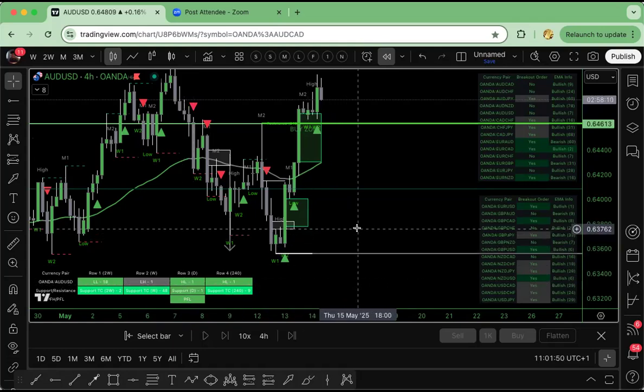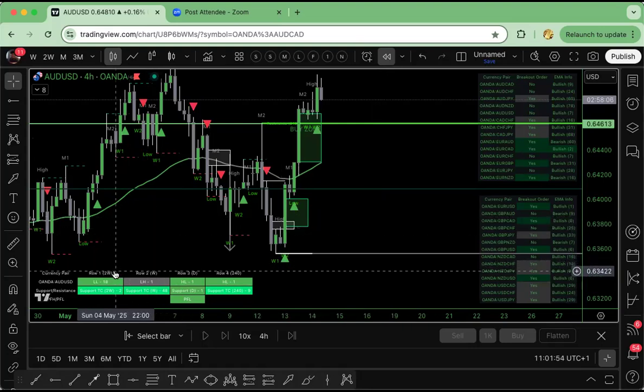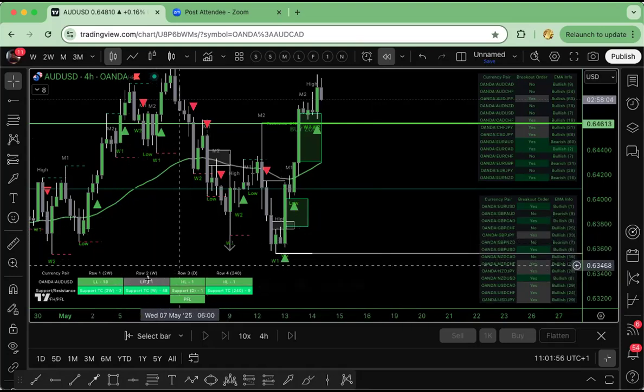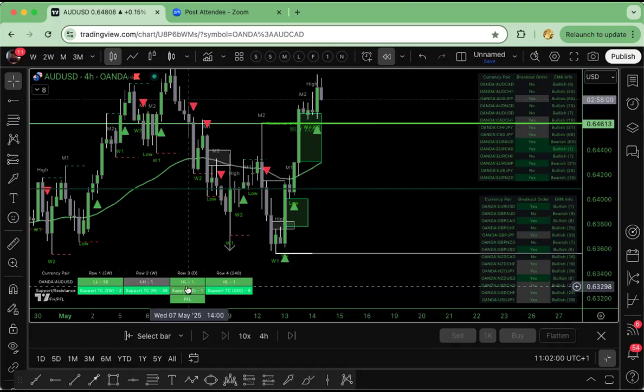So this gives you a good idea that price action could be buying or selling in that day, depending on obviously what time frame you're looking at. I've got mine set to the daily chart. The peak formations will appear on any one of these columns here, sorry.